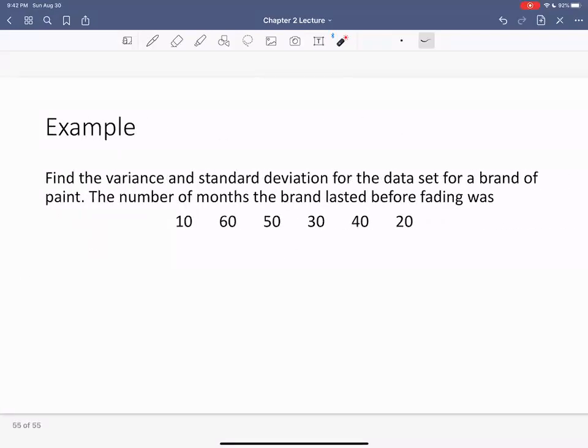All right, here's our last example of this chapter. What we first need to do is come up with a table. That's how we do this. So first off, let's read this. Find the variance and standard deviation for the data set for a brand of paint. The number of months the brand lasted before fading was 10, 60, 50, 30, 40, 20. Because we don't know if this is a full population, we can't assume it, so we're going to assume that this is a sample. If it says population, then you know population. If it doesn't, we assume sample.